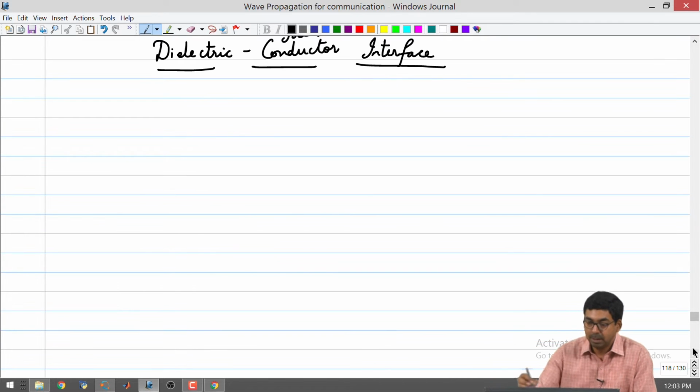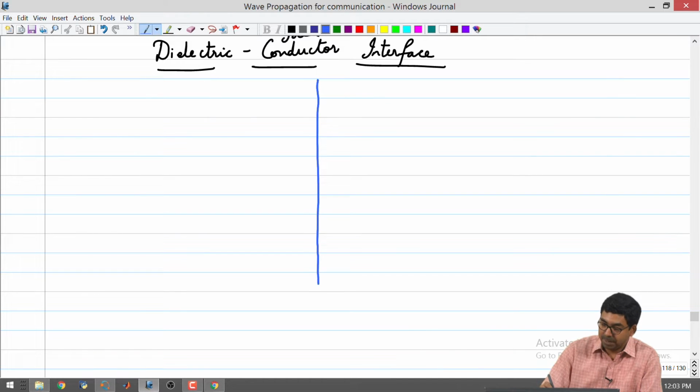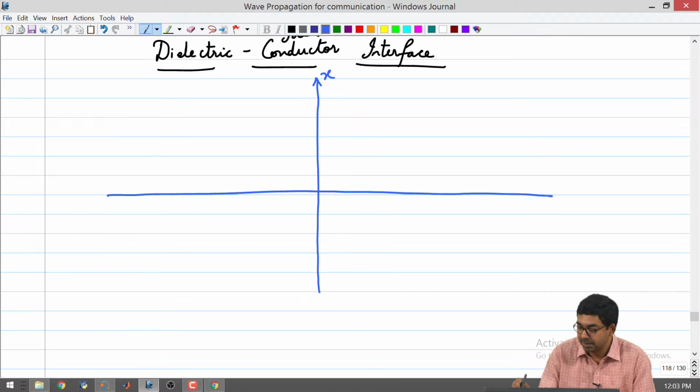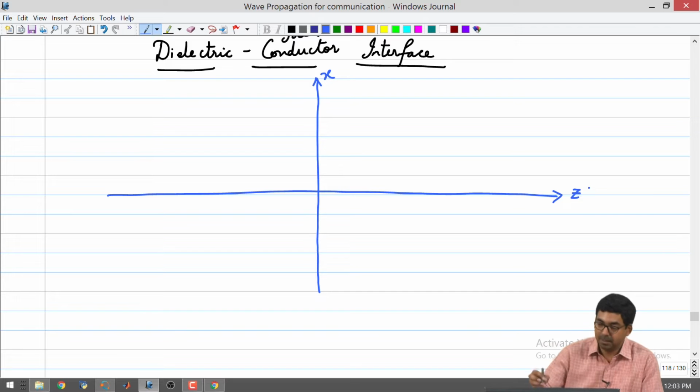In this case, the coordinate system that we pick is going to be identical to the case that we picked for the dielectric. So I am going to have the x-axis pointing up, and the z-axis going in the horizontal direction. This is the same coordinate system that we had used for the dielectric interface. And if you want to form a right-handed triad, the y will be pointing out of the plane.